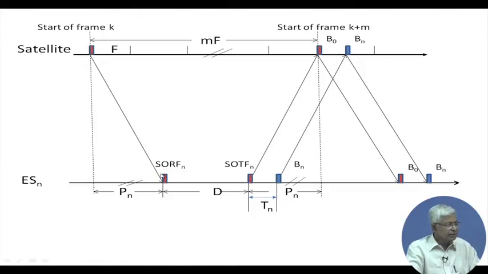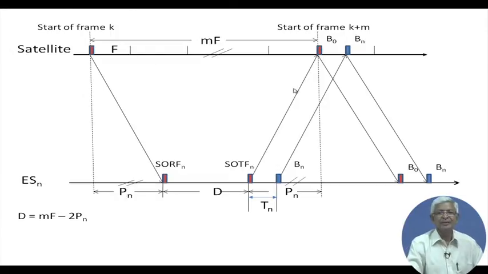the start of the reference frame comes after a propagation delay, and when he transmits, imagining he is transmitting the reference burst, after a propagation delay it will reach the satellite. So this is 2 times the propagation delay, where Pn is the nth station's propagation delay to the satellite, plus D. So 2 times Pn plus D gives you Mf. It is a simple equation: D is Mf minus 2 times Pn. M is an integer number, the number of frames that have passed.